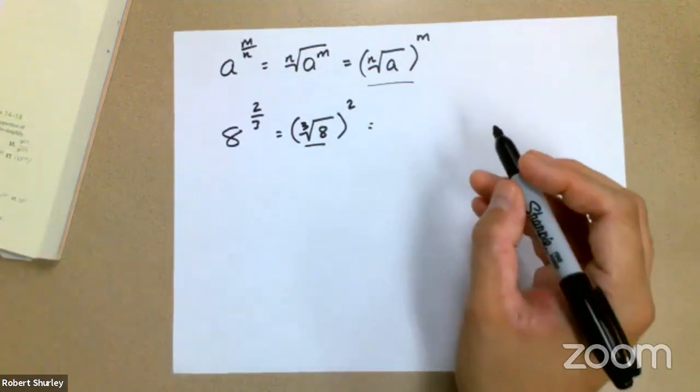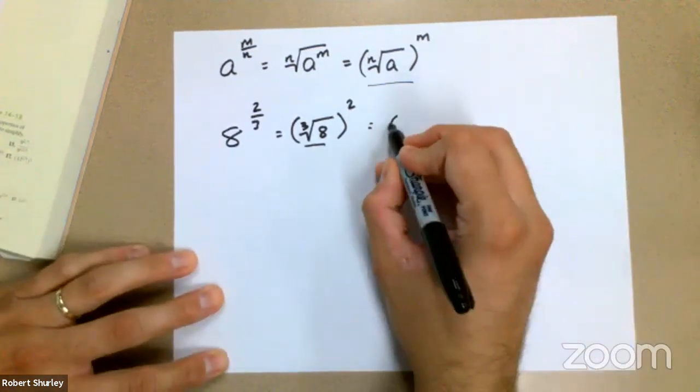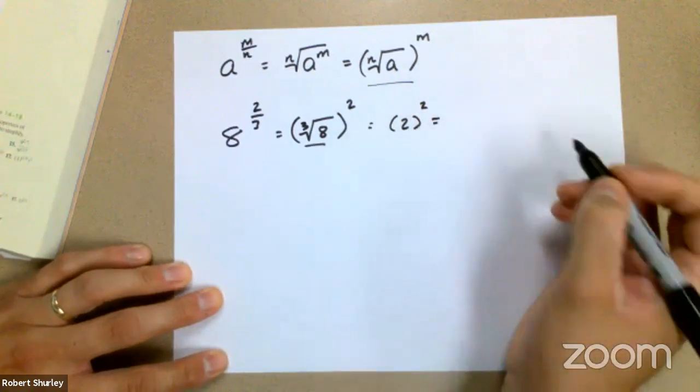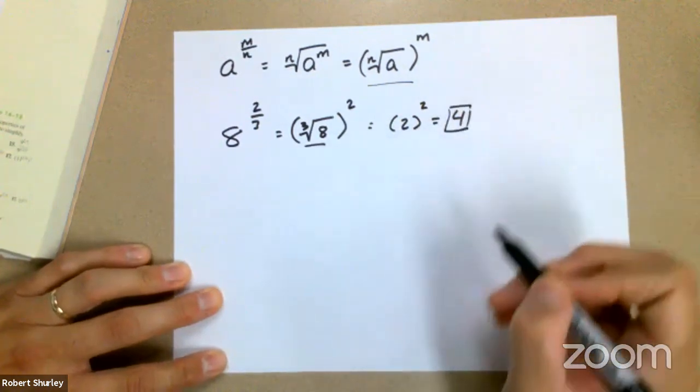So the cube root of 8 is 2, right? 2 times 2 times 2 is 8. So 2 squared is just 4. Okay?